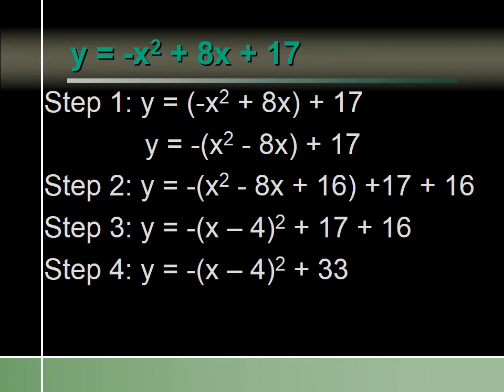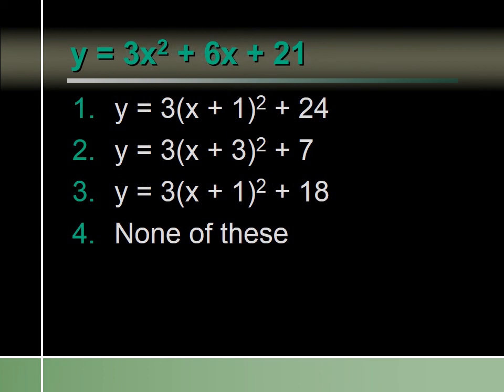So now I can go ahead and do step 3, which is factor my parentheses. I know that it's going to give me a perfect square. It's going to give me x minus 4 squared. Notice that my leading coefficient is still there, the negative right there. Step 4, I'm going to simplify. 17 plus 16 becomes 33. So now I have an a value of negative 1. I have an h value of 4. And then I have a k value of 33.